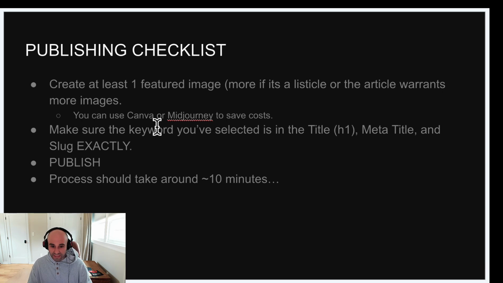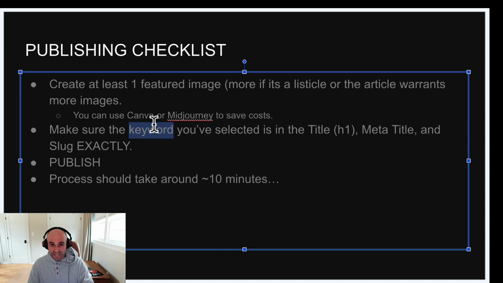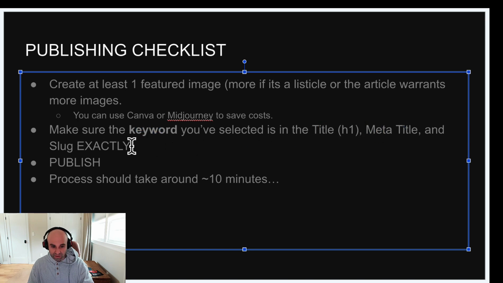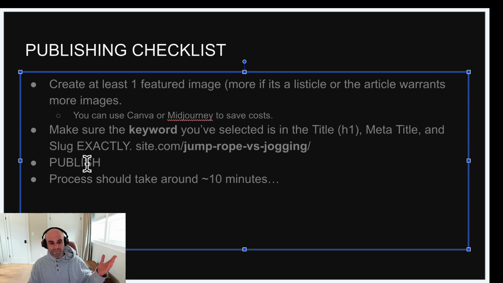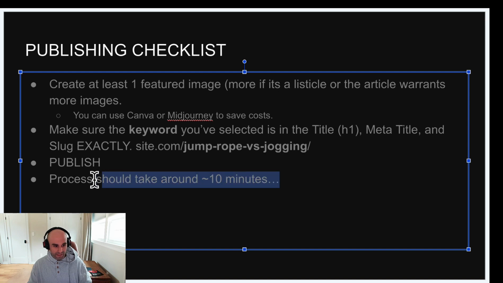You want to make sure that the keyword you've selected is in the H1, the title, the meta title, and the slug. The slug is basically it'd be slash this. It would be like site.com/jump rope versus jogging. So that's what it would look like. And your H1 and meta title will all have this string of words. So publish it. From there, the whole process takes around 10 minutes and you're pretty much done.